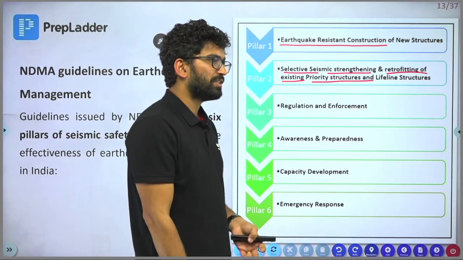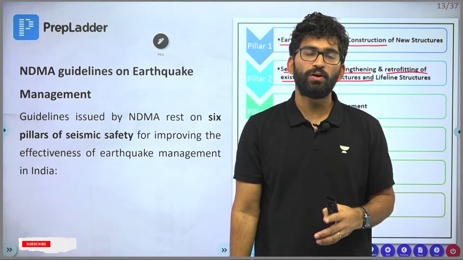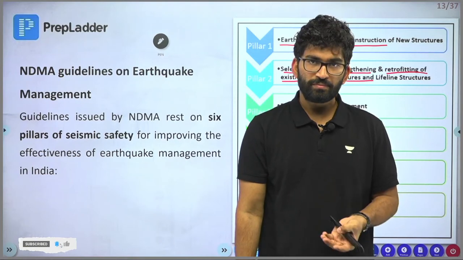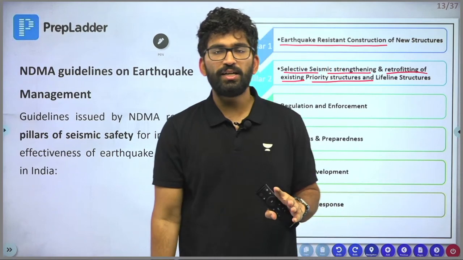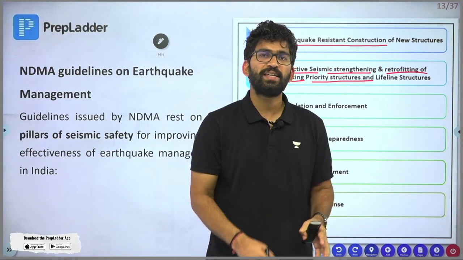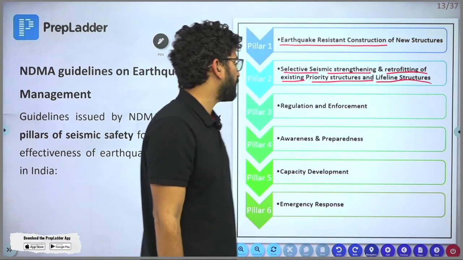So, there are certain structures which are old. There are certain structures which are extremely important, such as Raj Bhavan or a very critical multi-speciality hospital which is present in the given location. So, such areas are considered as lifeline centers. So, those lifeline structures need to be protected.